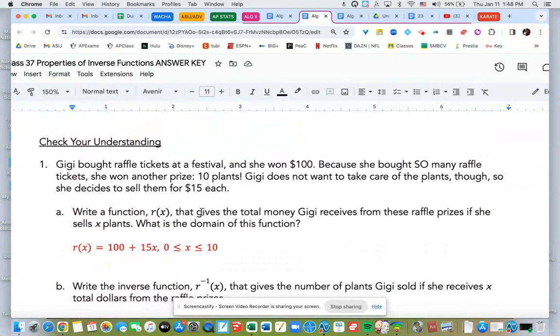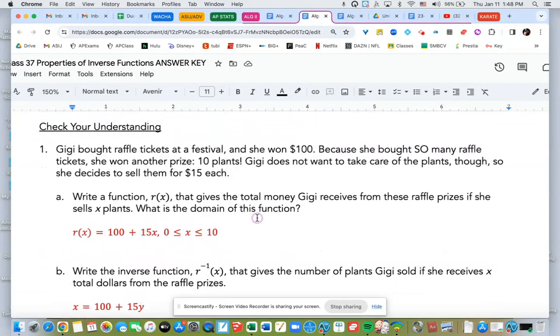Okay, that's really the lesson, but then here we have some more problems as some extra things that you can use to practice. I'll quickly peruse through this, all right? So we got someone who won $100, and then they're going to sell plants for $15 each. You can pause it and read through it. She only has 10 plants though, so the maximum she can have is 10 plants. So here's our equation. $100 is just a one-time win, and then $15 per plant, but I can only go up to 10 plants.